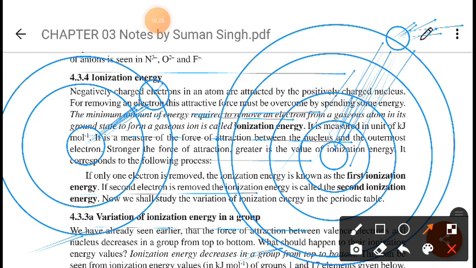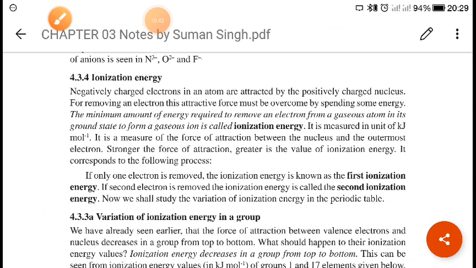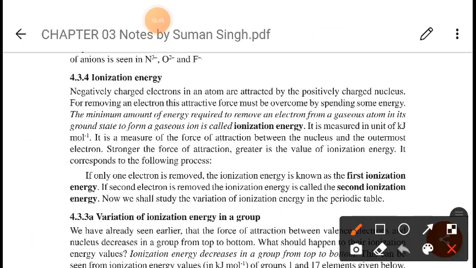Okay. Now the next factor, factor number 2, is nuclear charge.